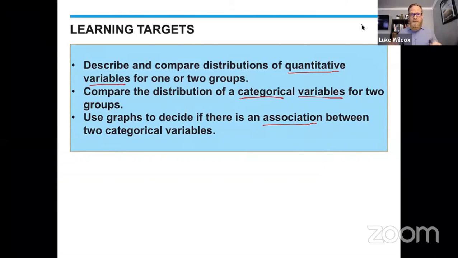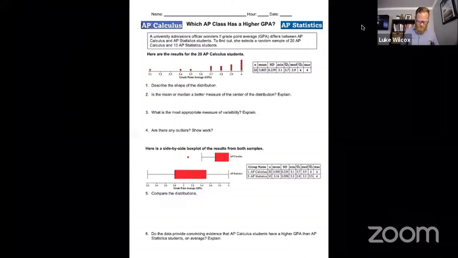I am also, in today's lesson, going to try to make some connections to stuff that you did way, way later in the course, dealing with inference, specifically significance tests. So let's go ahead and jump right in. All right, here we go.